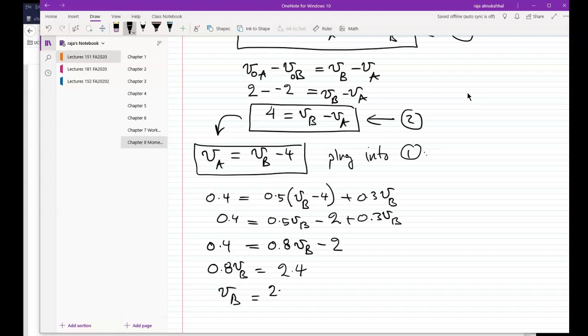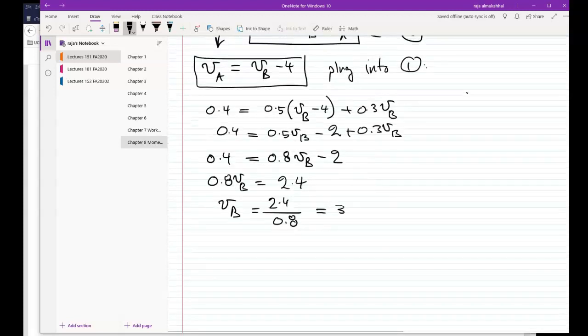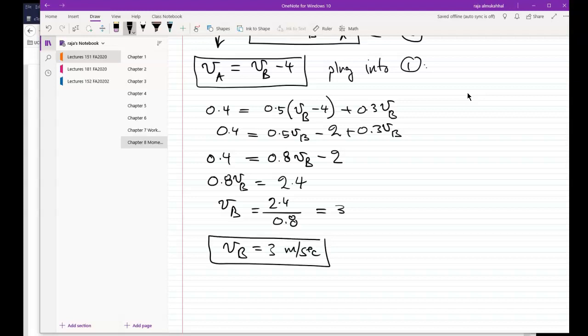So VB equals 2.4 over 0.8. And what is that equal to? Let's see. 2.4 divided by 0.8, answer 3. Okay? So in this case, V sub B equals 3 meters per second. Isn't that nice? Now, I can go back to this one right here and then plug in VB in it. Let's go back here.